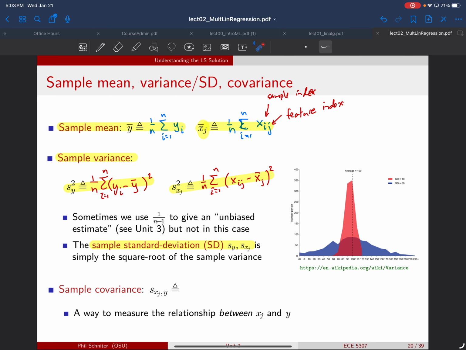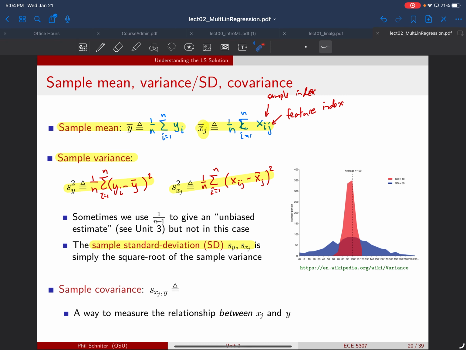Okay, what about the sample covariance? Let's see, is Neo here? Neo? Okay, what about Darren Ayrton?